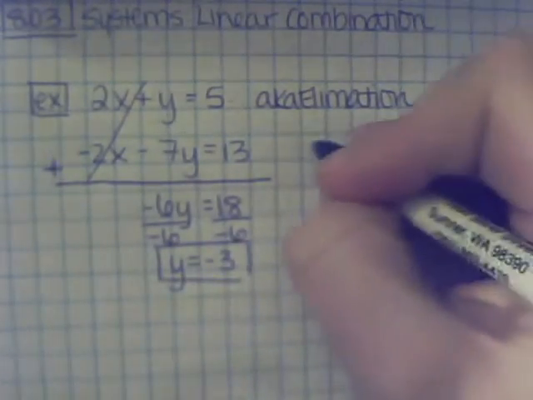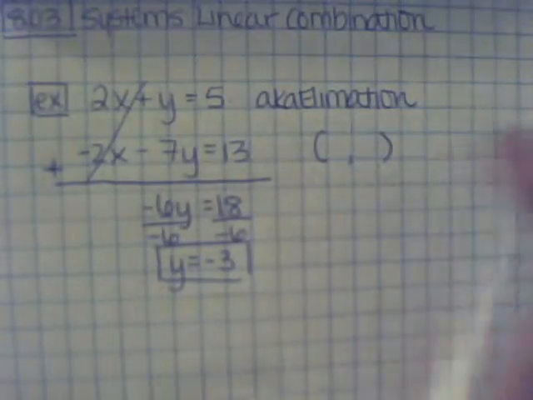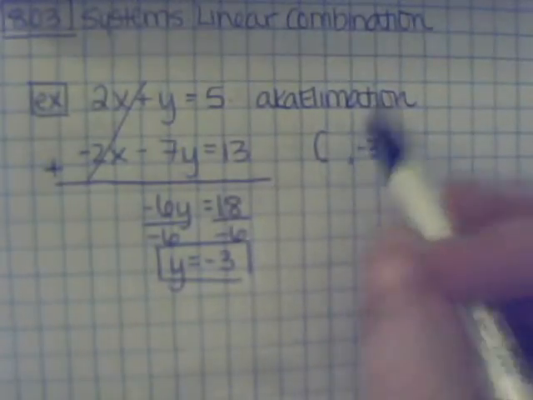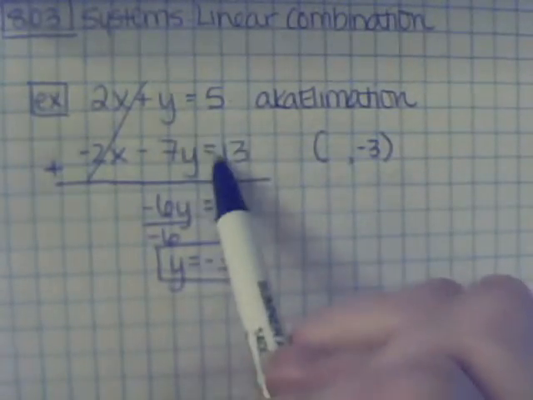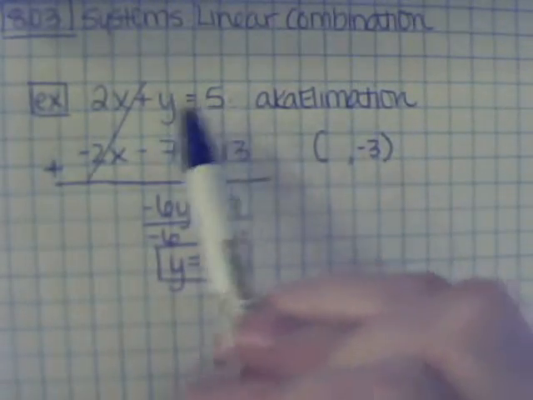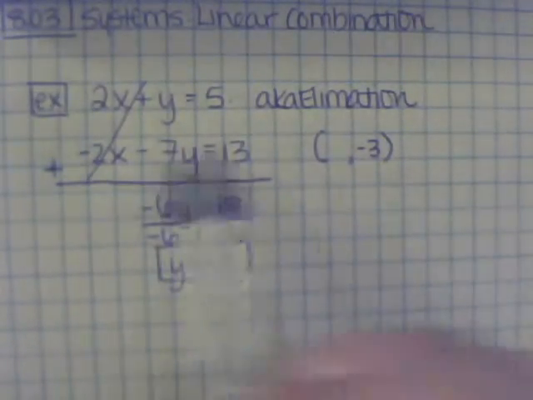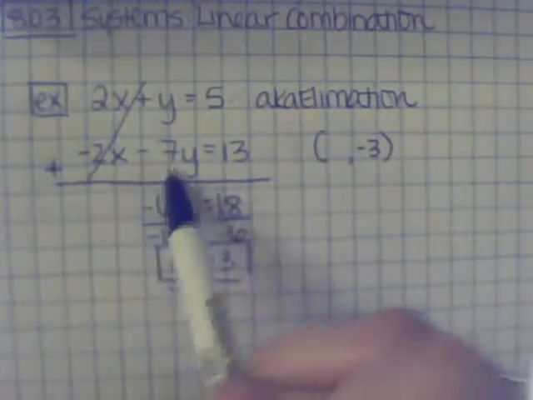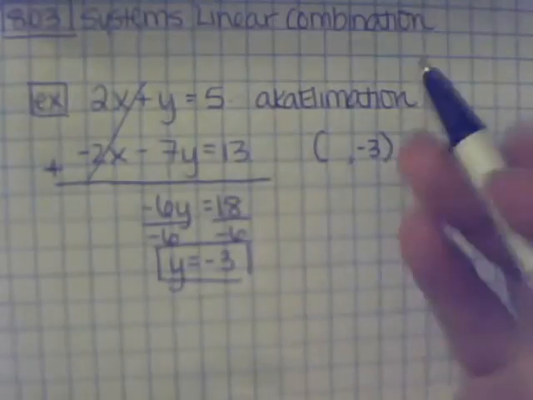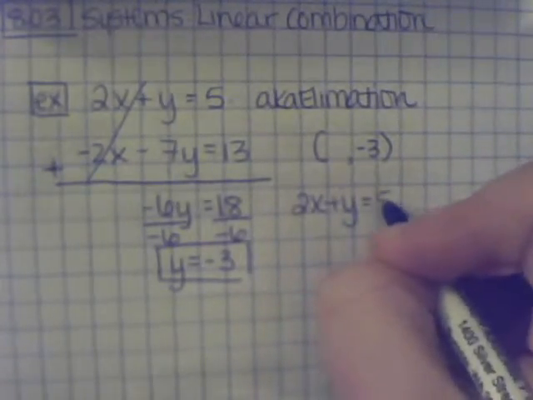Now, remember I'm solving a system, so I should have a coordinate for my answer, an x and a y. I have the y, but I still need to figure out what the x is. So you go and pick one of your equations that you started with. Pick whichever one looks the easiest. I'm going to pick the first equation because everything is positive. Sometimes I make mistakes with negative numbers, so let's make it easy on myself and pick the one that has positive numbers. So I'm going to take 2x plus y equals 5.